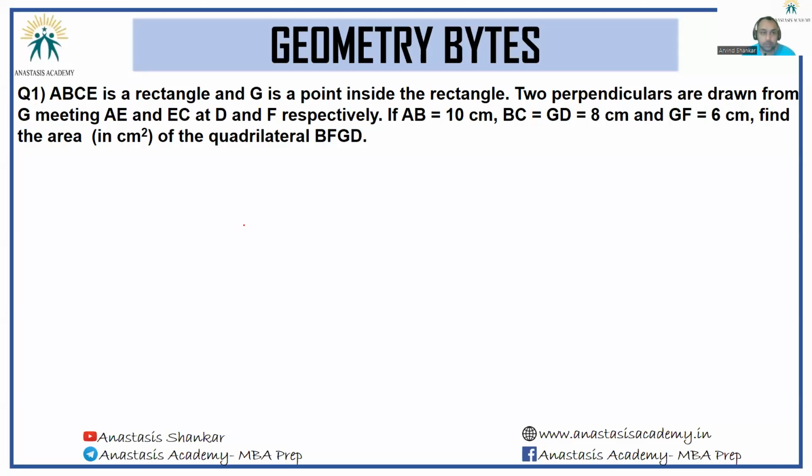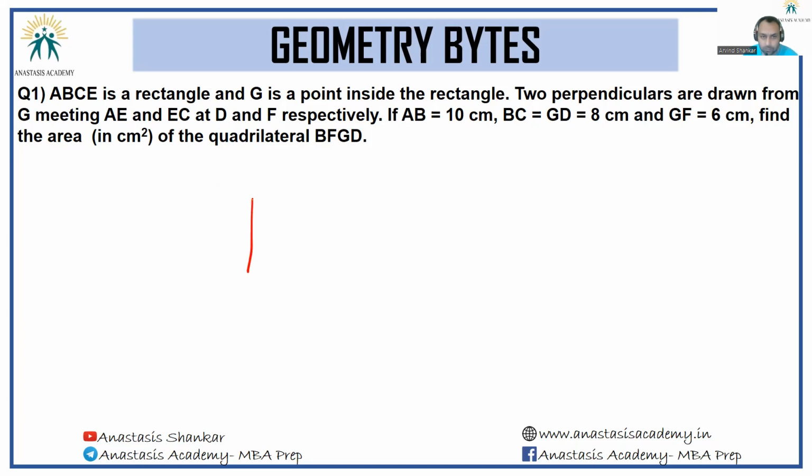Let's look at the solutions of geometry bites. ABC is a rectangle and G is a point inside the rectangle. Inside the rectangle, two perpendiculars are drawn from G meeting AE and EC at D and F respectively. If AB is 10, BC is equal to GC is equal to 8, and GF is equal to 6. Find the area in centimeter square of the quadrilateral BFGD.